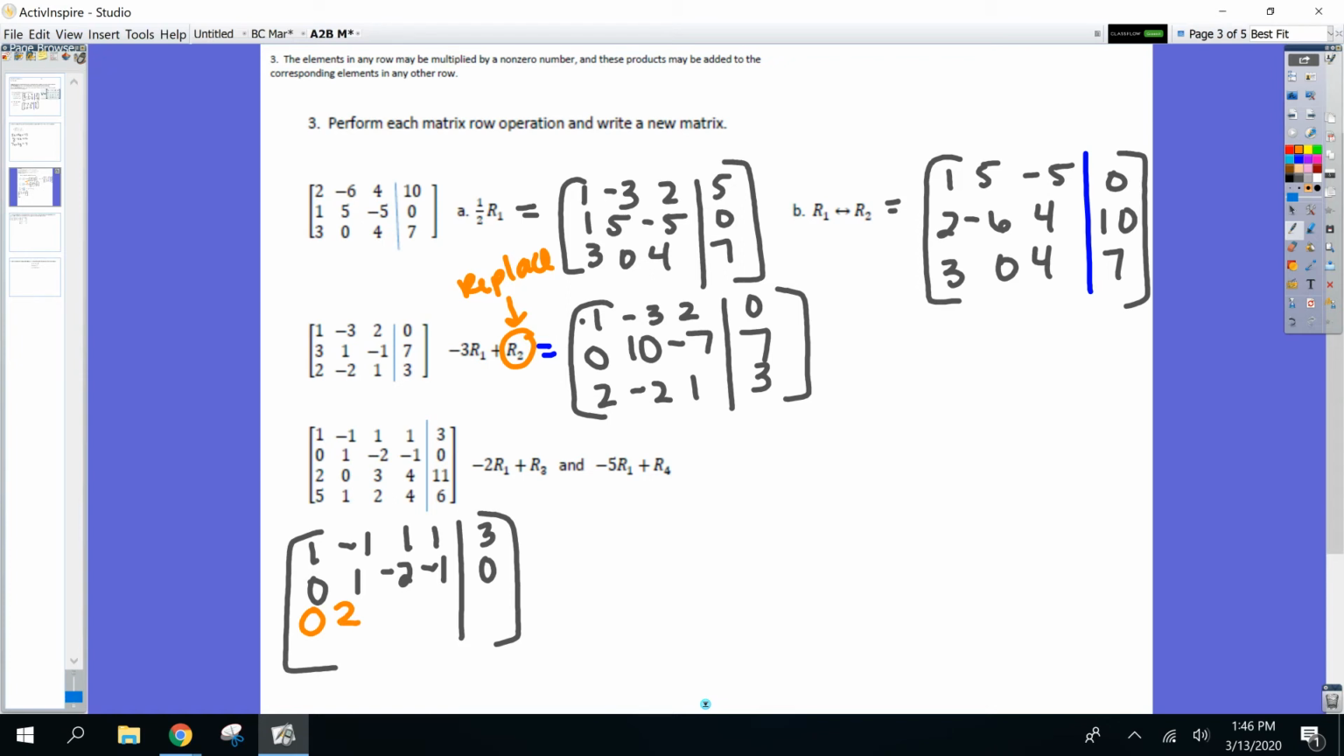Keep going. -2 times 1, which is what? -2 plus 3 is 1. And then next one, -2 times 1 again. -2, but now you're going to add 4. -2 plus 4. Okay, yep. -2 times 3. -6, and you're going to add 11.